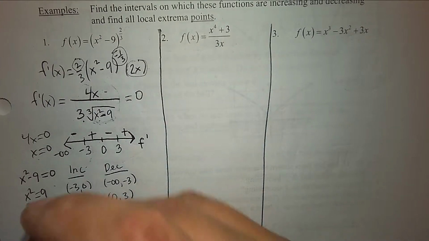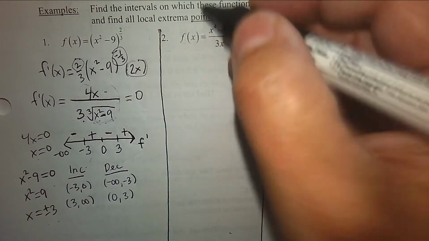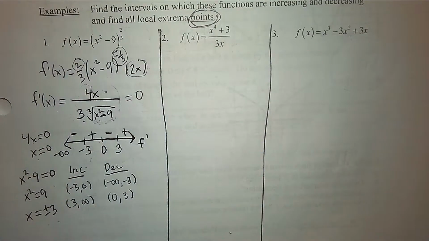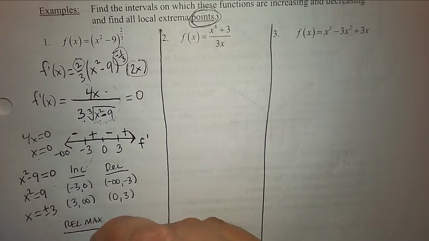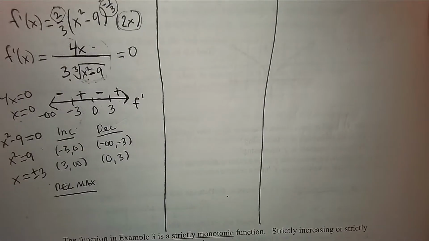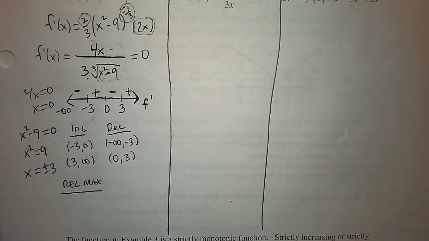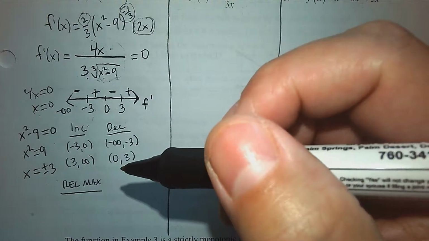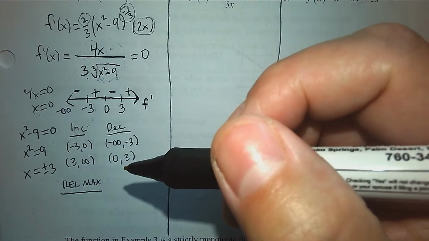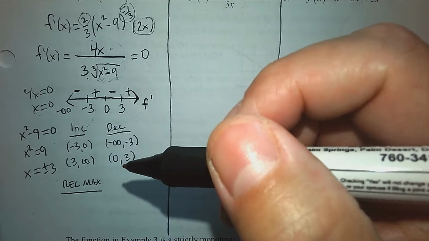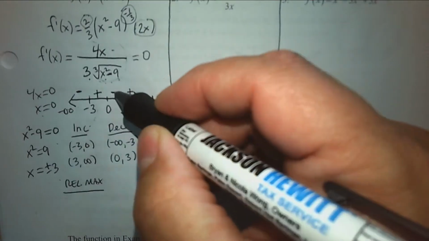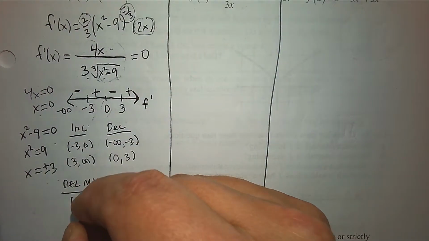If I asked you for the relative max and they ask for points, what does that mean? I need an x value and a y value. Where do we find a relative max? It changes from increasing to decreasing, from positive to negative. The only x value where that happens is 0. So there's only one relative max. It creates a little peak in the graph.